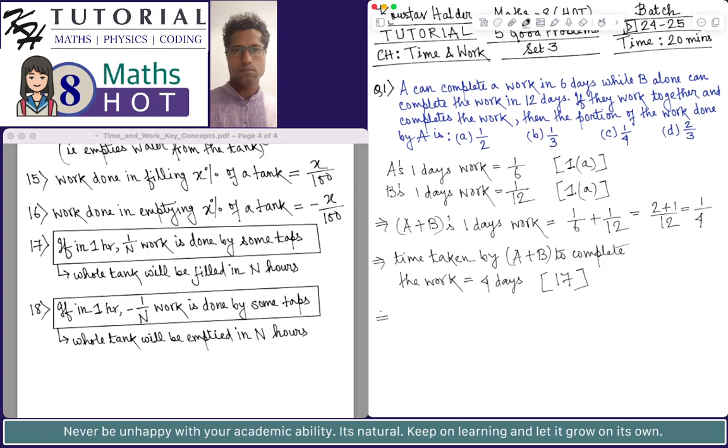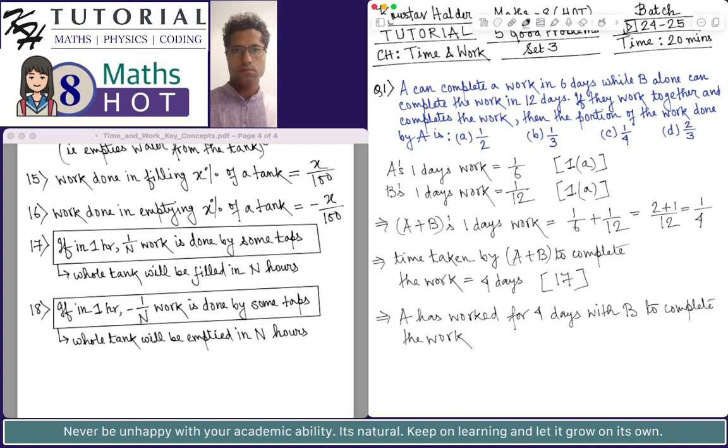Okay, so this implies that A has worked for 4 days with B to complete the work. That is, together when A and B were working, they took 4 days to complete the work. So we can say that A and B both have worked for 4 days to complete the work. Now we need to find the amount of work done by A in 4 days.